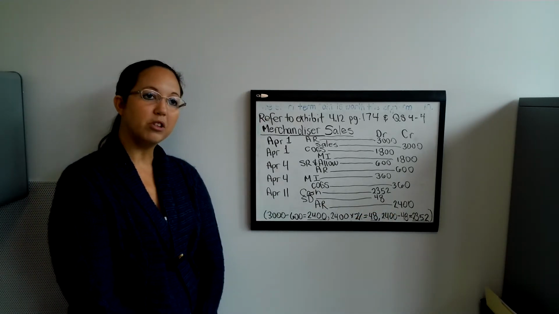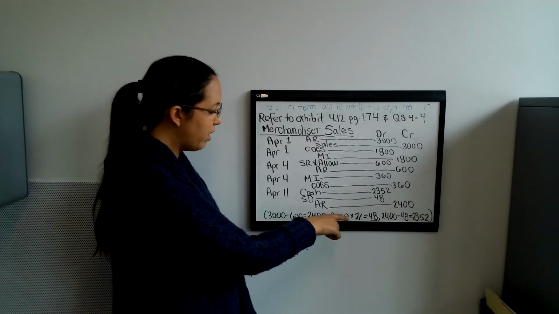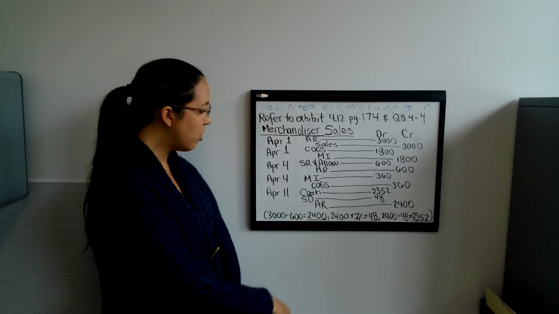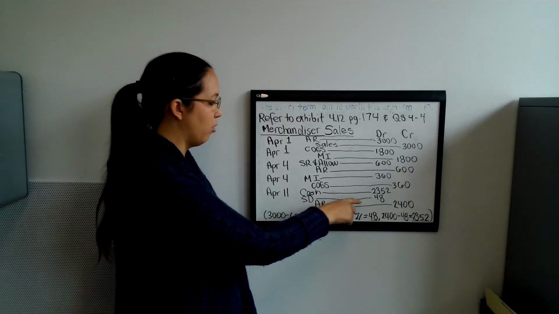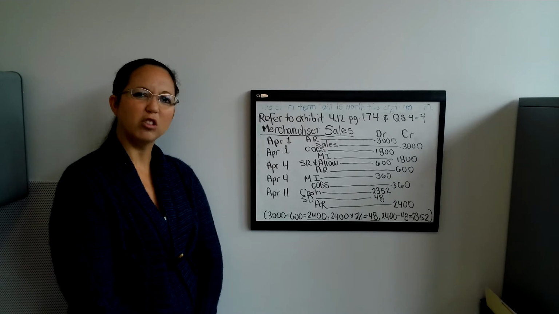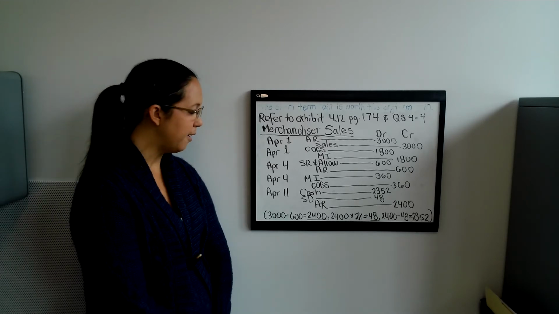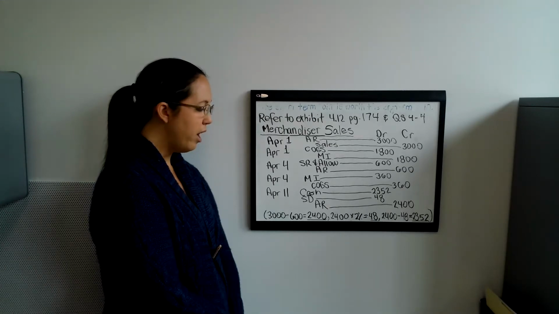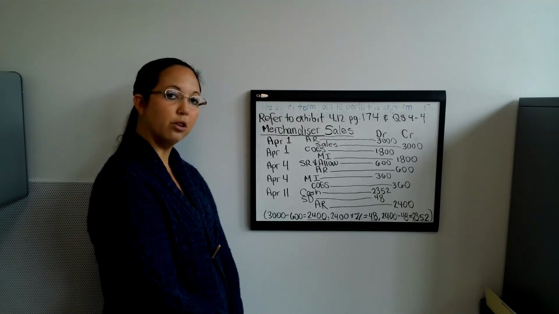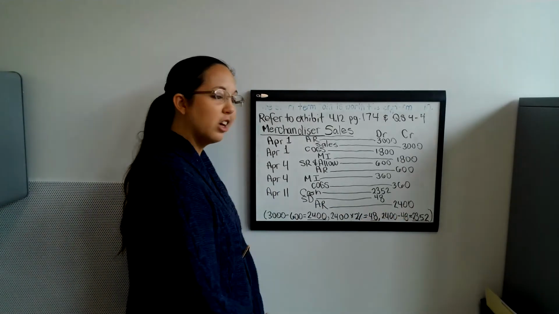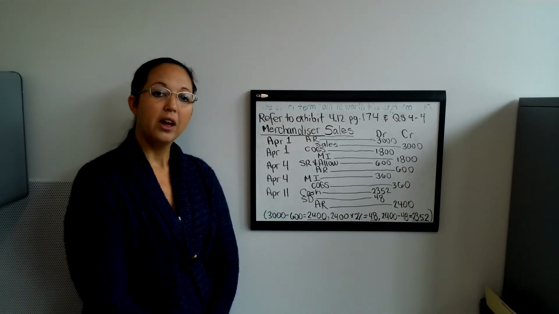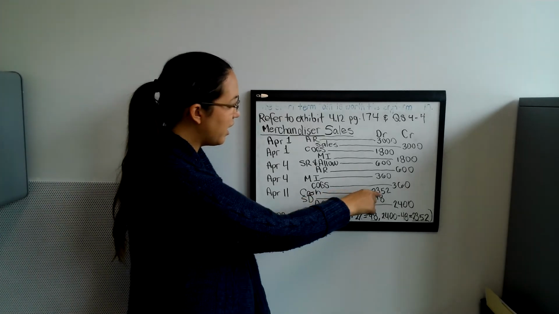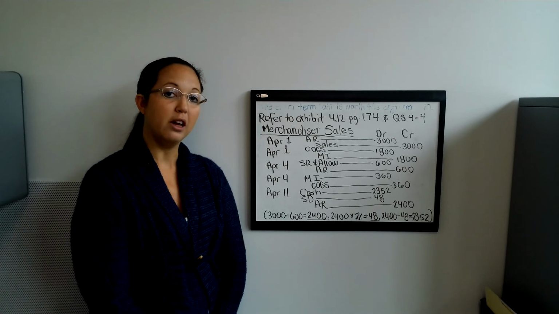However, the customer was able to take a 2% discount. So $2,400 times 2% is $48. The $48 is the sales discount, which you see reflected here, which is almost like an expense. We then take the $2,400, the original amount owed, and subtract the sales discount of $48, and that leaves us with $2,352. That is what the customer pays in cash to us, which is why you see cash reflected as $2,352.